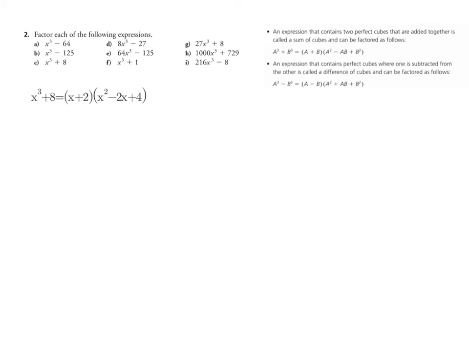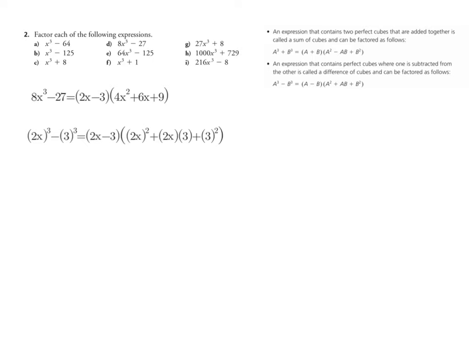All right, let's go to part D. 8x cubed, which is 2x times 2x times 2x, so it's a perfect cube, minus 27, which is, well, negative 3 times negative 3 times negative 3, or you could just say it's minus 3 times 3 times 3. So perfect cube, perfect cube. This is a difference of cubes. And so we have simply 8x cubed minus 27 equals 2x minus 3 times 4x squared plus 6x plus 9.